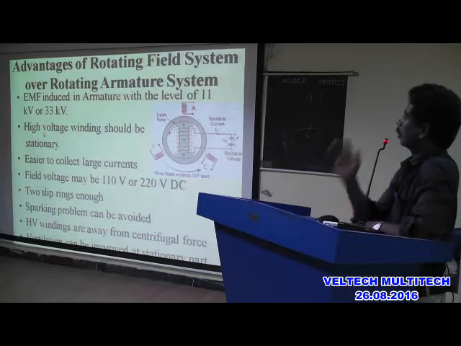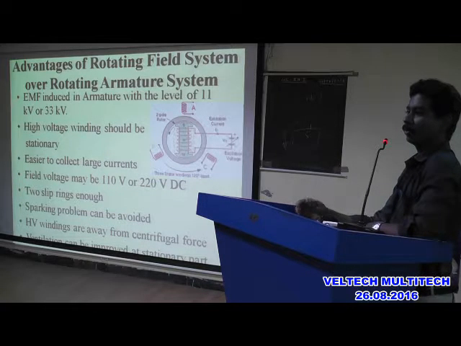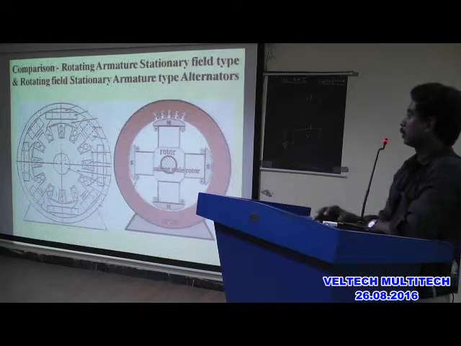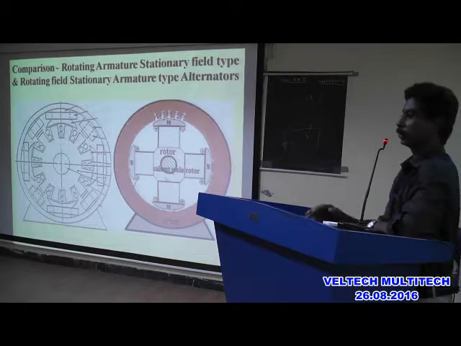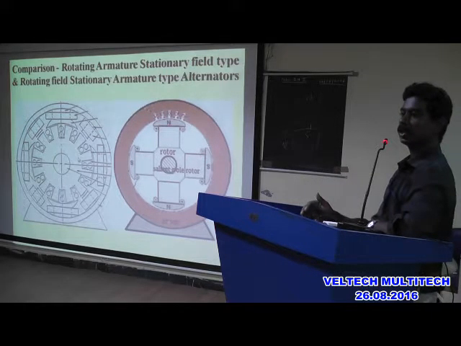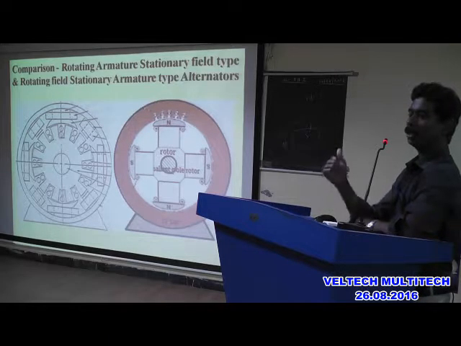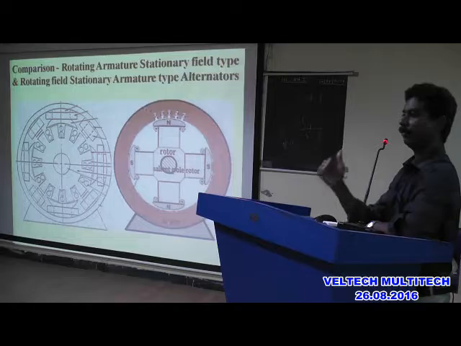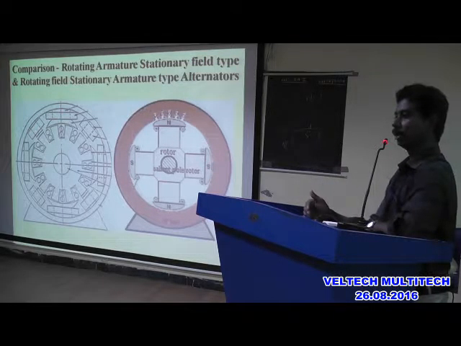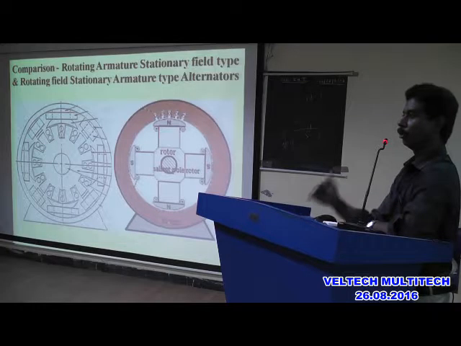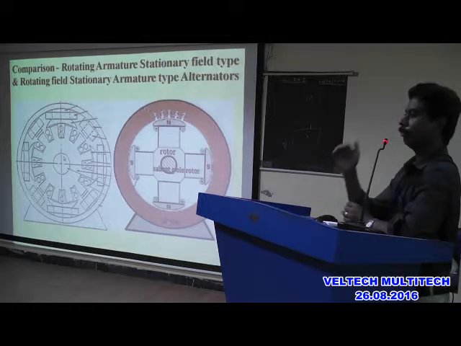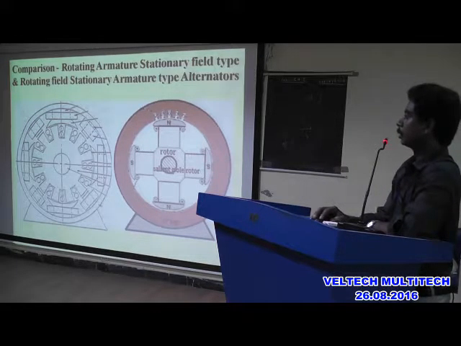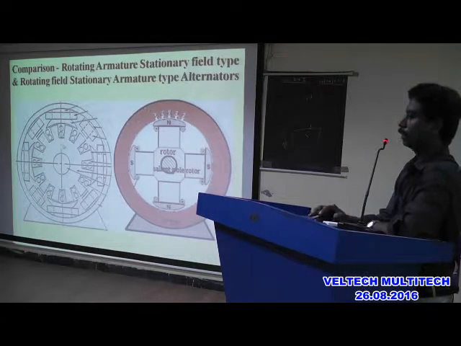So this is the rotating field system. If the field is rotating, we need only two slip rings, because for the field system you have to give a DC supply. If the armature is rotating, in the case of a three phase alternator, we need three slip rings. Normally, in all generating stations, we have an 11 kV or 33 kV synchronous generator. Normally the generator voltage level is 11 kV or 33 kV. So 11 kV or 33 kV means that the voltage is very high. So that means we need slip rings, and the armature induced voltage is 11 kV.